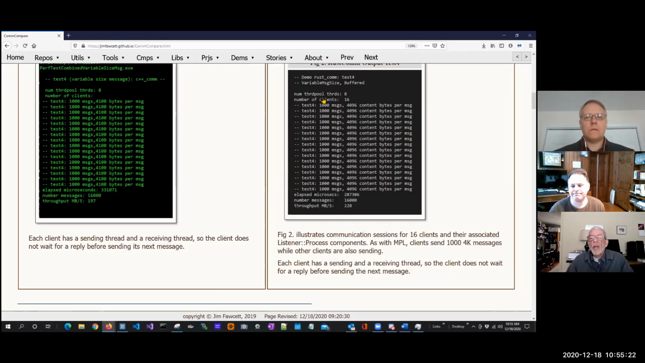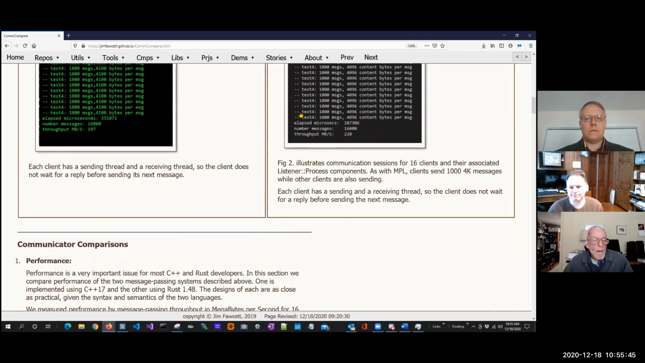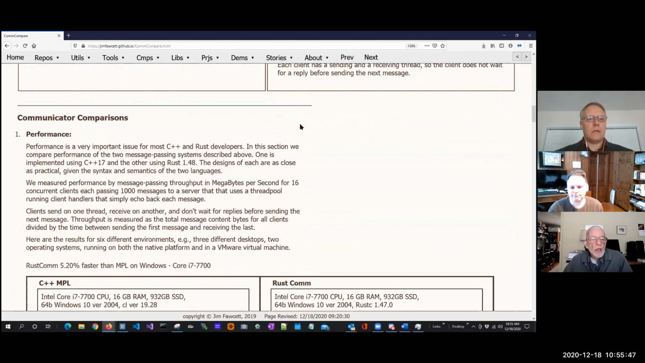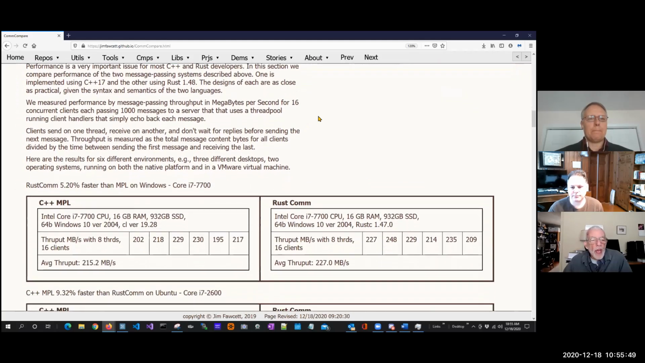The senders don't wait for a reply. They send and send and send and send. The client has 2 threads, a send thread and a receive thread. The send thread just keeps sending, bang, bang, bang, bang. And the receive thread, as soon as something's available, processes it. So very good. Now here's how this all rolls out.